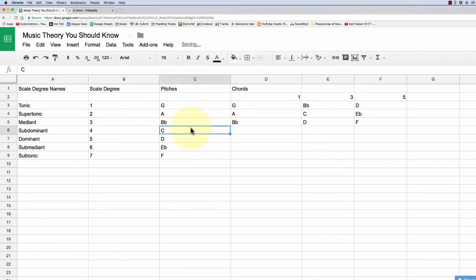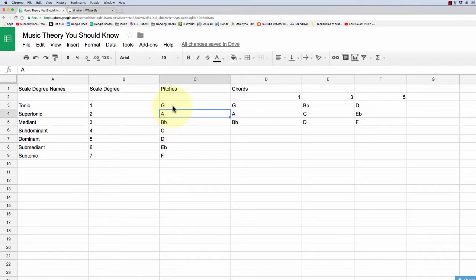And so this is kind of important where you're just kind of skipping these, all right? Why is that? And this is where I want to introduce the idea of a third, the interval of a third. Okay, so this is an interval of a third. G to B flat is an interval of a third.